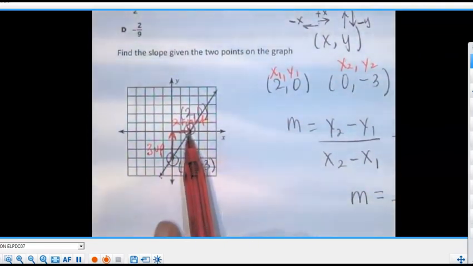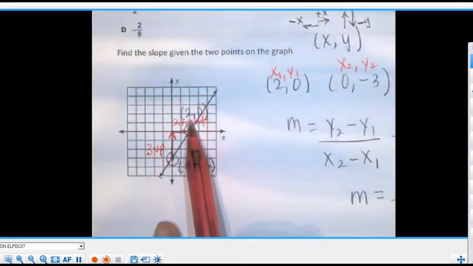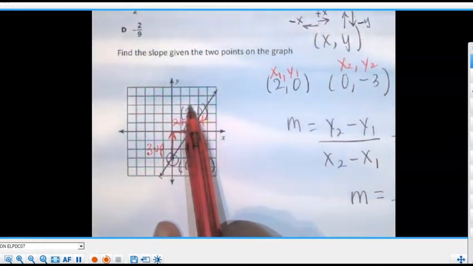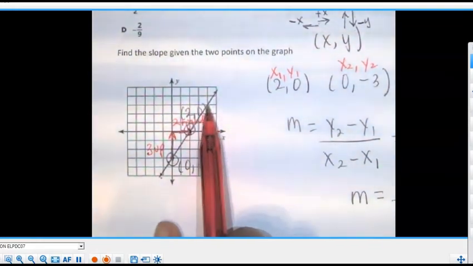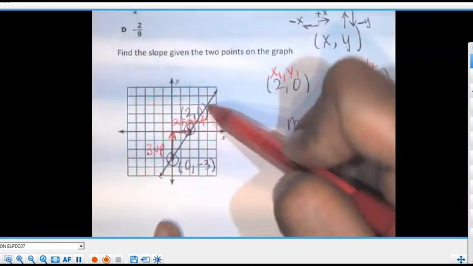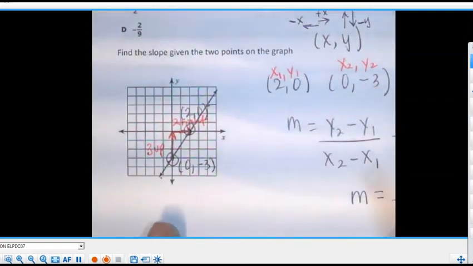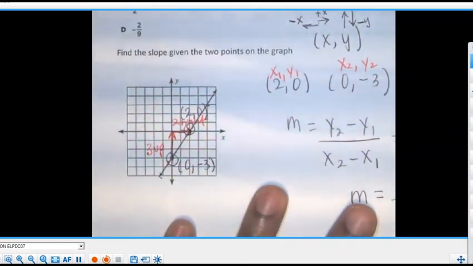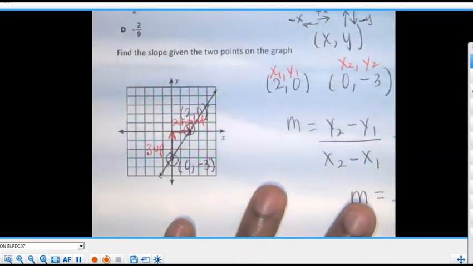And I can do it again very carefully if you can look. If I go 1, 2, 3 up, and then 1, 2 to the right, you see I would touch the line again and be at this point right here. So that's what slope does. Slope gives you the relationship between your points and how to get to them. So I hope that makes sense now.